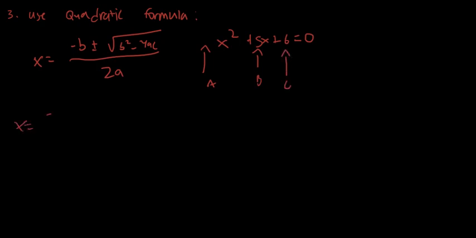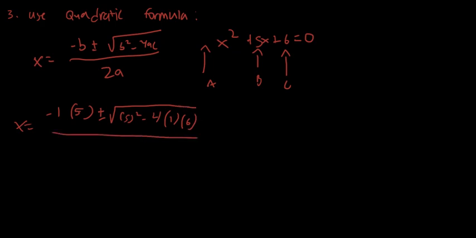X is equal to minus 1 times a, this is times b, so this is 5, plus or minus, that means you'll have to solve it for when this is adding to this, and when it's this subtracting this. So the square root of b squared, so that's 5 squared, minus 4 times a, so a is 1, c is 6, over 2a, so that's 2 times 1.